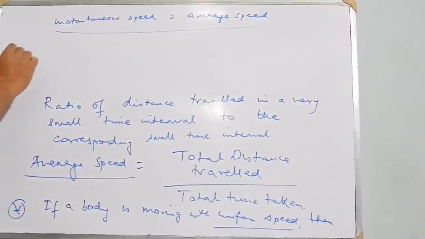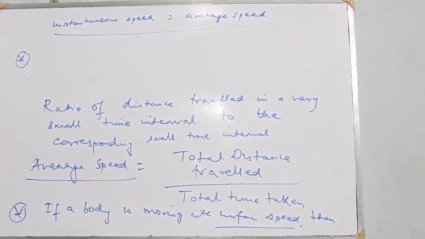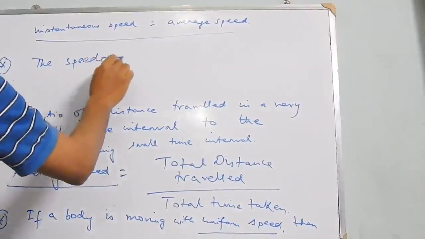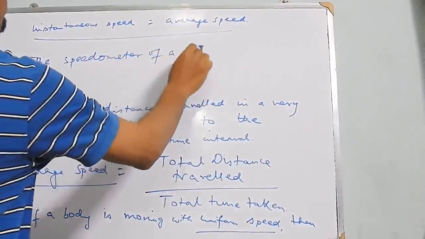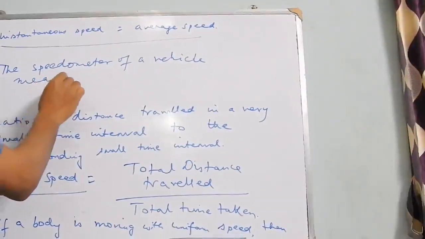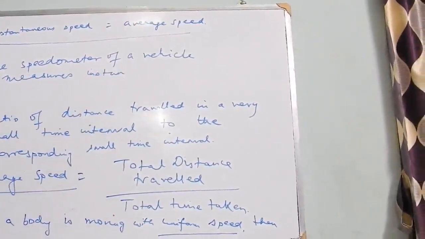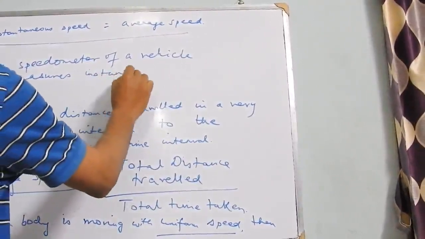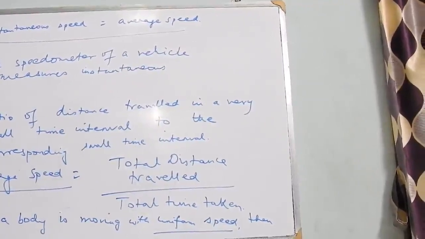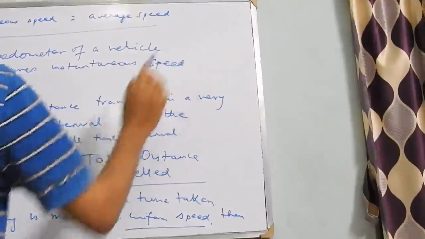Now, the speedometer of a vehicle measures the instantaneous speed, because whenever a vehicle is moving, definitely its speed is continuously changing with time. So at every instant, the speedometer will record a different value of the speed, and that's why we say that the speedometer of a vehicle measures instantaneous speed, never the average speed.